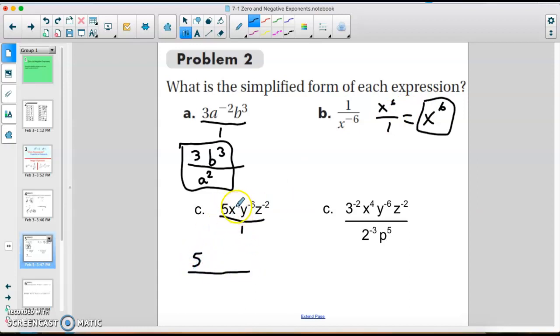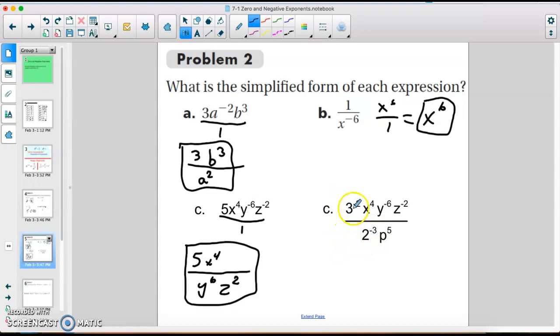And then I have x to the 4th, that's positive, and so that can stay up where it is. Y to the negative 6th, I need to bring that down here then. And then z to the negative 2nd, I also need to bring that down here. And there we go.